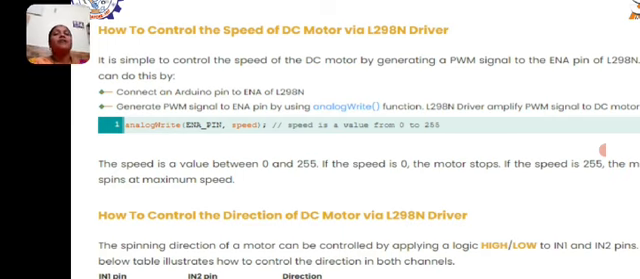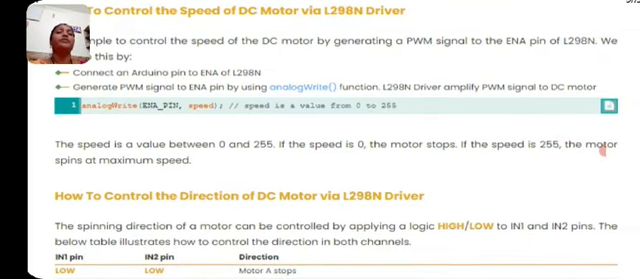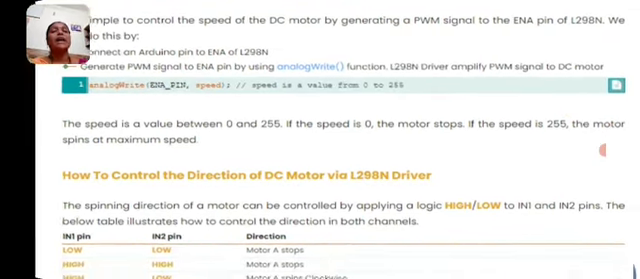analogWrite, within brackets ENA_pin, comma speed. The speed is a value from 0 to 255. If the speed is 0, the motor stops. If the speed is 255, the motor spins at maximum.